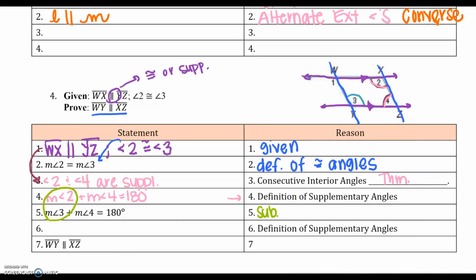All right, and since I know that they equal 180 degrees, I also know that they are now supplementary. And because 3 and 4 are supplementary, so 3 lands on that line, 4 lands on that line, and that would be my transversal line now, I can say that they are parallel because of the consecutive interior angles, and then we're proving parallel, so I'm going to use the word converse.